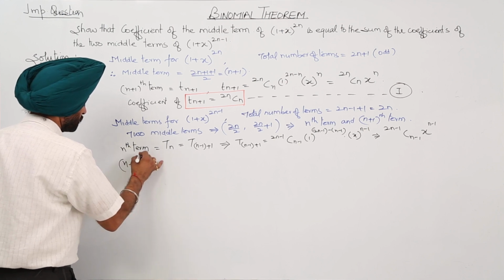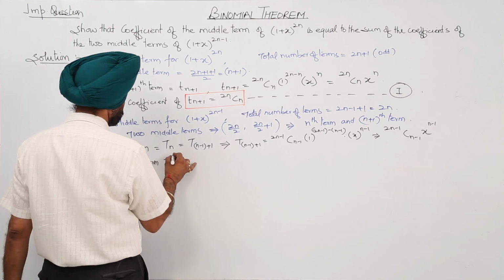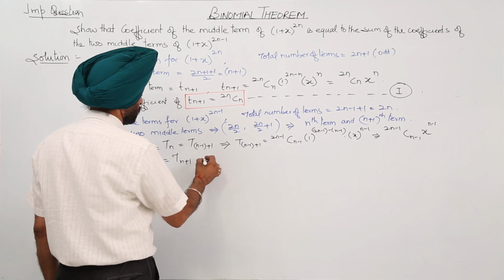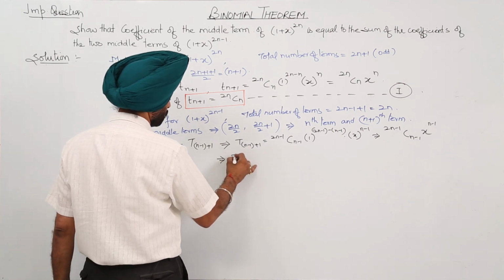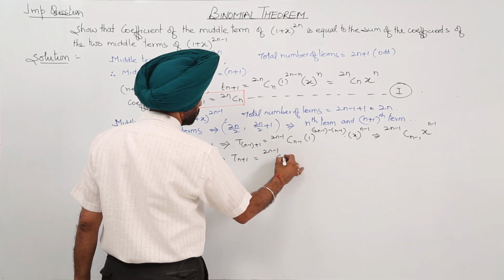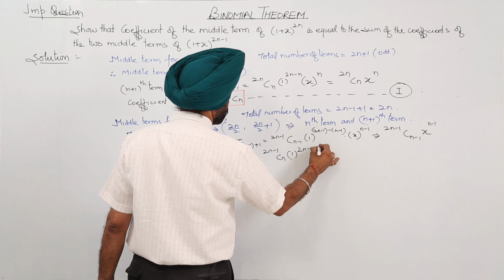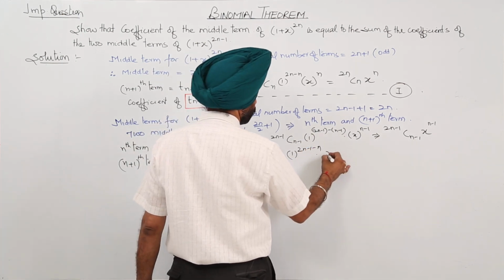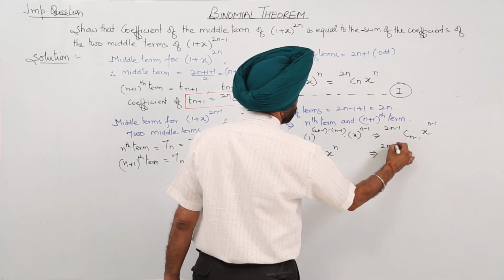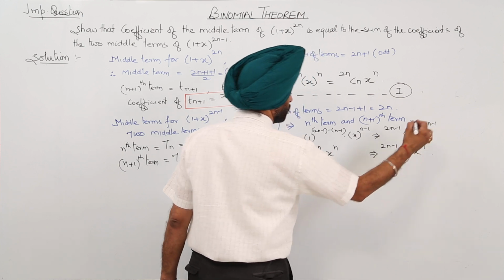The (n + 1)th term is equal to T(n+1). Now T(n+1) is equal to 2n - 1 C n with 1 raised to power (2n - 1) - n with x raised to power n. Now this is 2n - 1 C n x^n.